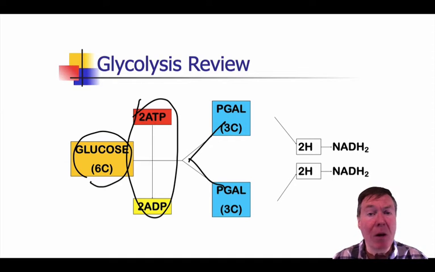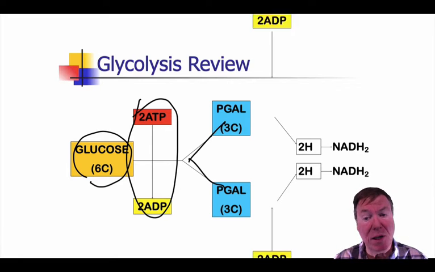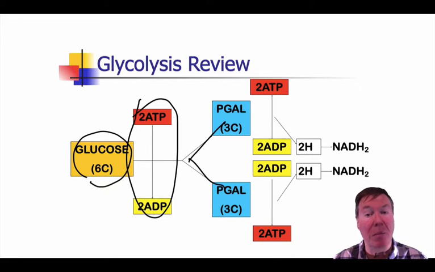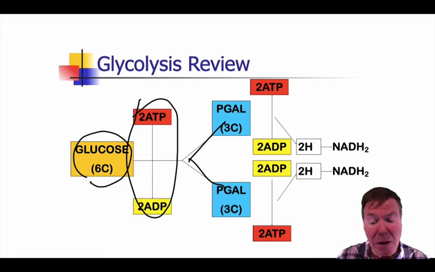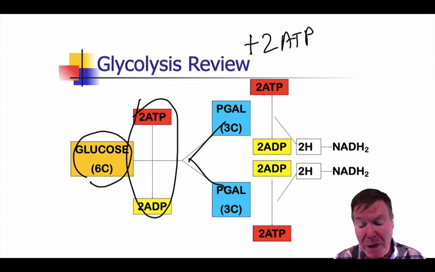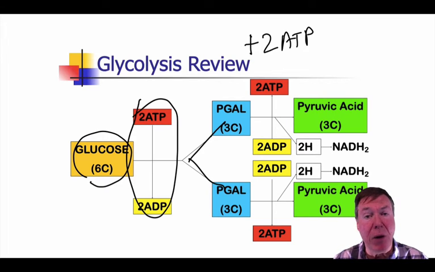After that happens, we split off two hydrogens, which we store in NAD. Don't worry about what NAD is. I'll explain it later, but they become NADH2. In the process, we actually get enough energy to make 4 ATP, so now we're up 2 ATPs, so we've actually made a profit here, and as a result, we end up with pyruvic acid.